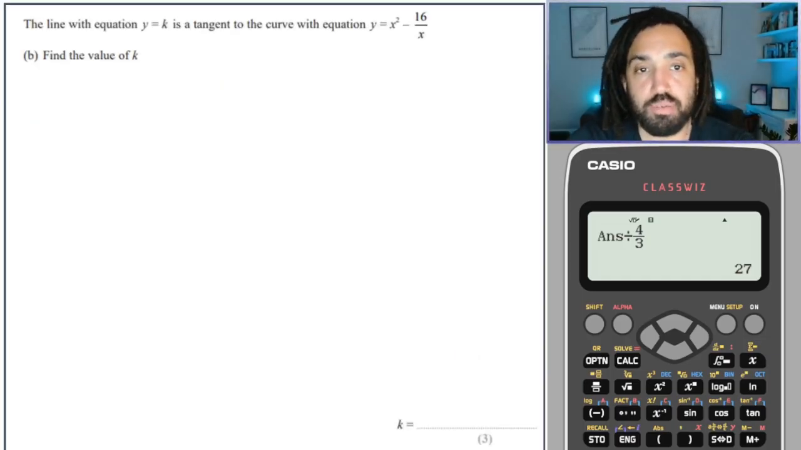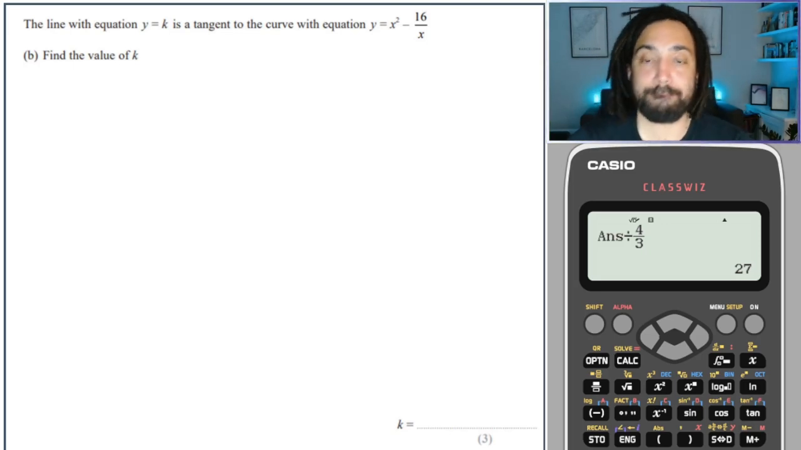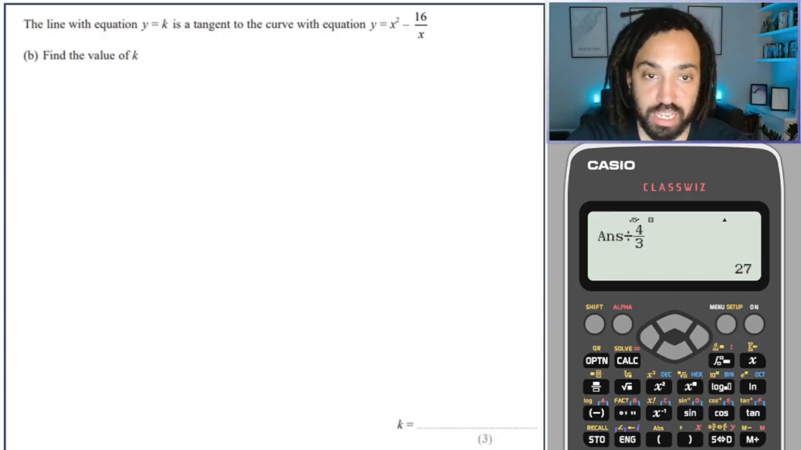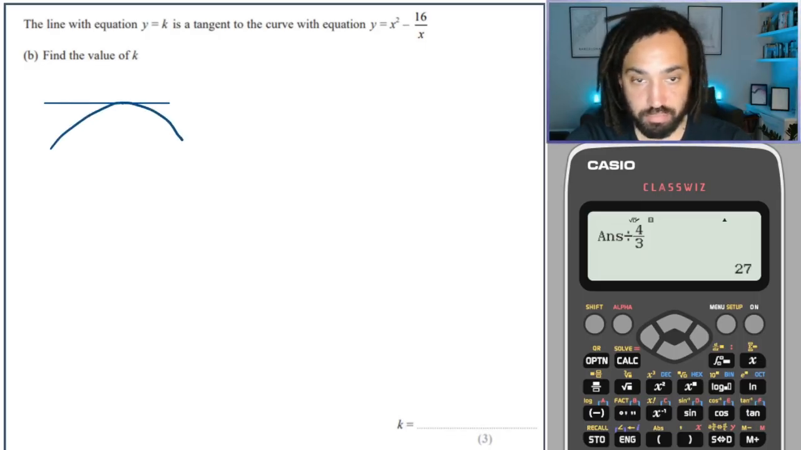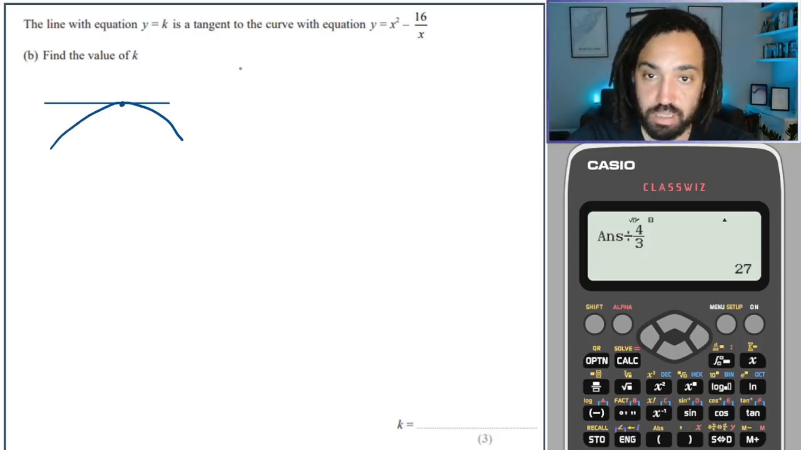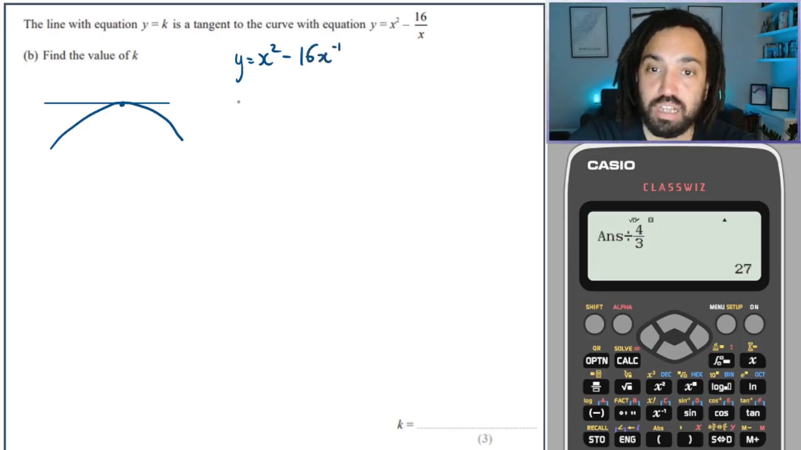Okay, next question. The line with the equation y is equal to k is a tangent to the curve with this equation. Find the value of k. Okay, well, y equals k is a straight line. So any curve which at the point where it's tangent must be a turning point. So once again, we can take this function and write it in a form that's differentiable, and then we can differentiate it. And we can get 2x, and that will be plus 16x to the minus 2.